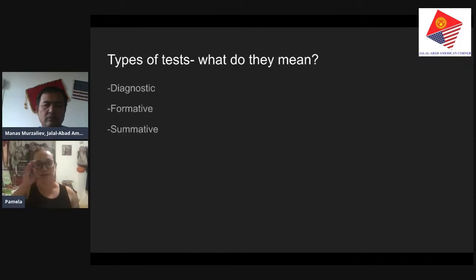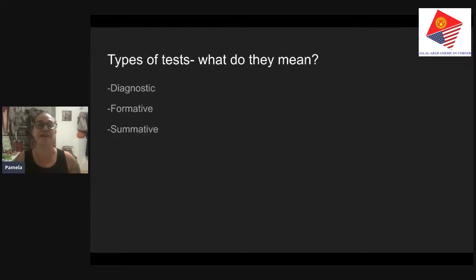So there's different types of tests. And what do they mean? So diagnostic is one kind, formative is a different kind, and summative is a different kind. So I'm sure everybody is familiar with these. If we were in person right now, we would have a brainstorm and discussion section right now, but I'll just go ahead and give you the answers now.